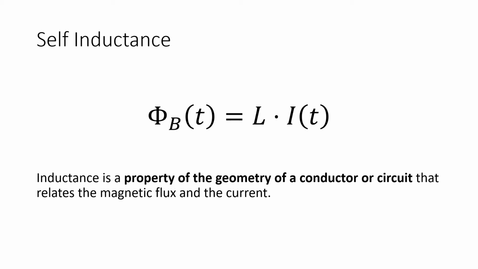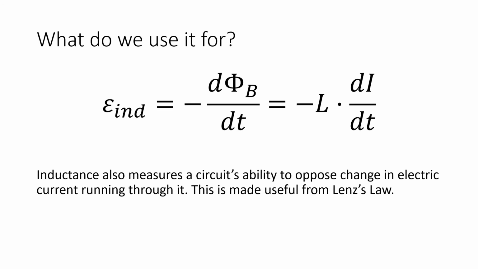So it is not a function of time, but rather it is a function of how this circuit or conductor is set up. So if it's in a different shape, then the inductance will change. If it tries to maximize flux or minimize flux, then the L of the circuit will change. But if the geometry and the setup of the circuit doesn't change, then it's a constant. And so what can inductance, or self-inductance, be used for?